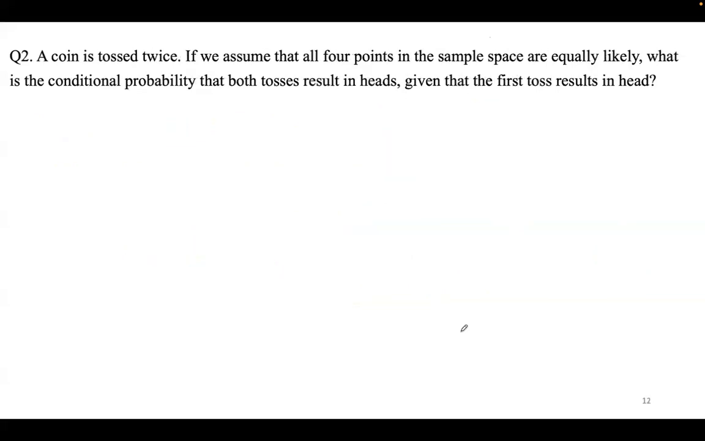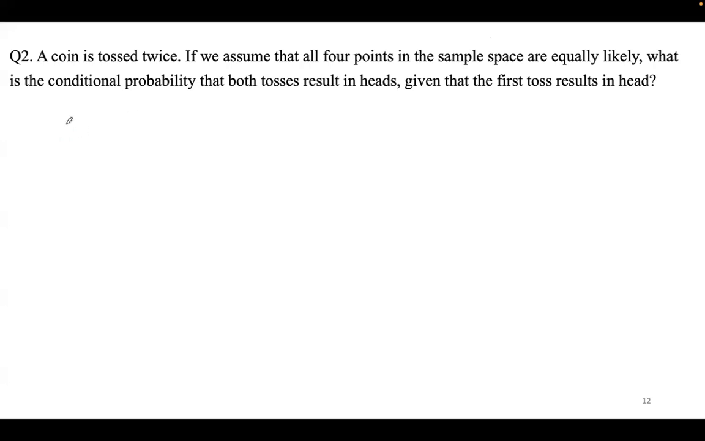Next, a coin is tossed twice. If we assume, okay, so coin is tossed twice, you have 4 options, right? So if you assume that all the 4 points in the sample space are equally likely, what is the conditional probability that both tosses result in heads, given the first toss result in head? Now, if you just need the answer, you can answer it. You don't need to necessarily go through the Bayes theorem formula. You can just write in the actual possibilities here.